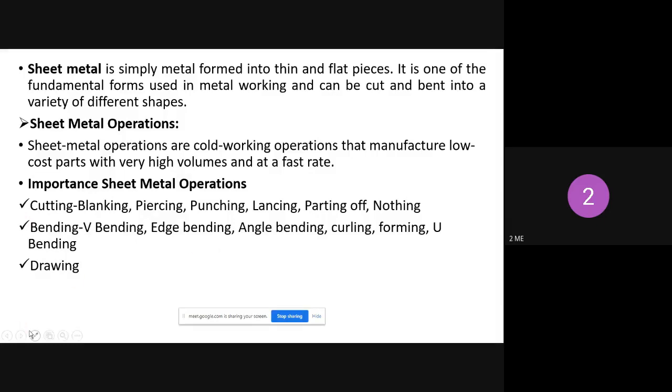Everyone has taken down these operations? Yes, sir. Finished? Yes, sir. Okay, so everyone finished, right? Shall I move to the next slide? Yes, sir.